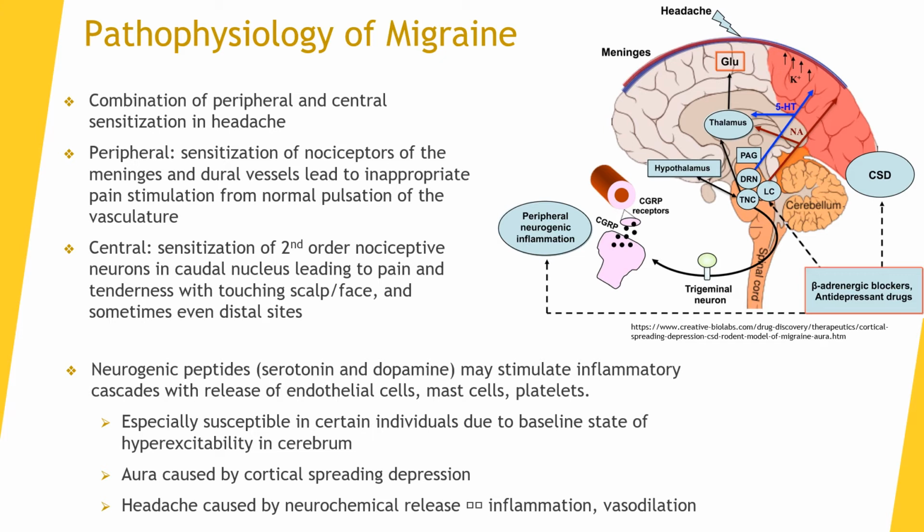Neurogenic peptides like serotonin and dopamine can stimulate inflammatory cascades and eventually lead to the release of those said substances from endothelial cells, mast cells, and platelets. Certain individuals are especially susceptible because of their baseline state of hyperexcitability. The aura is caused by a cortical spreading depression, which is caused by sudden decrease in blood flow due to the repolarization phase of the localized neurons. The headache caused by neurochemical release leads to the inflammation and vasodilation.